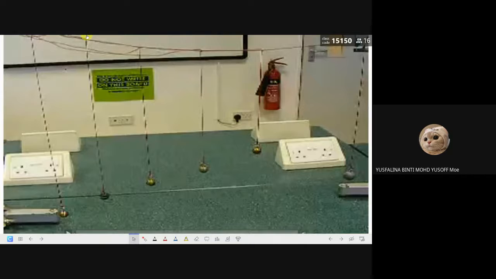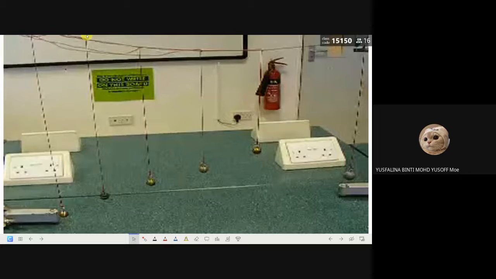Let's see the next one. You already learned about damping. You already know the graph of the damping. The amplitude is decreasing, the period is constant, the frequency is constant. Why is the amplitude decreasing? Because the energy is used to overcome the air friction, and the amplitude actually represents the energy.